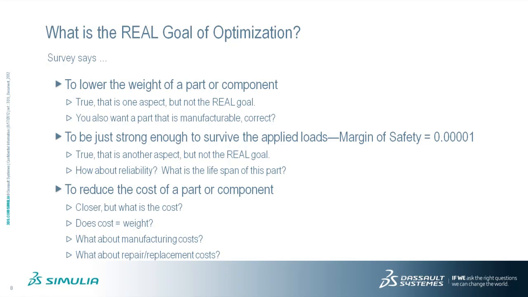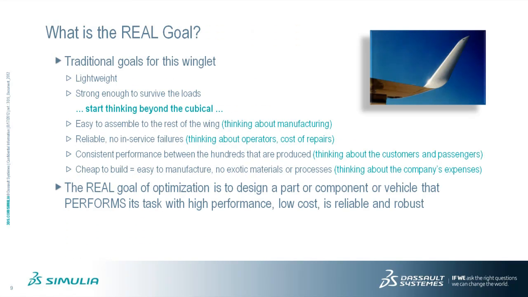Other people will say that the real goal of optimization is to reduce the cost of a part or a component. And that's getting a little bit closer, but what do you mean by cost? Does cost equal weight? Does this include manufacturing costs? What about repair and replacement costs for 20 years of life of this product? So what we're going to do is really look at this real goal of optimization.